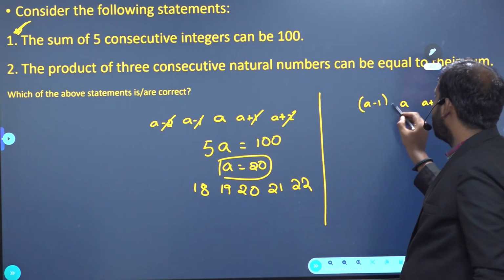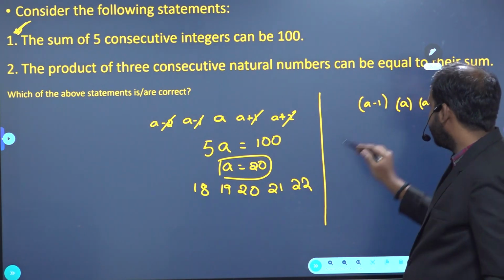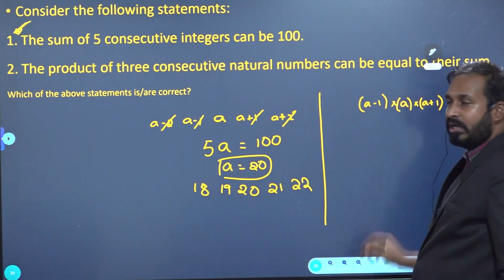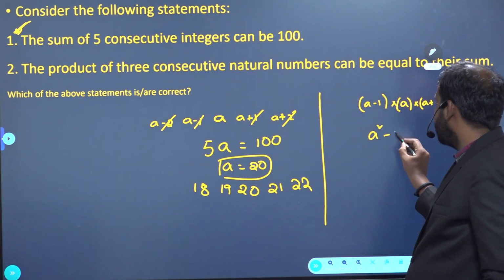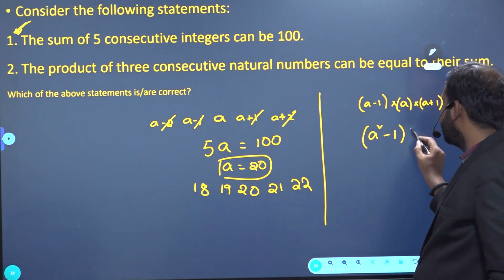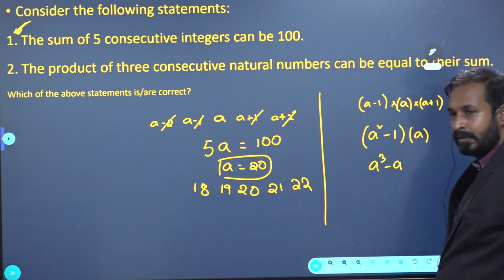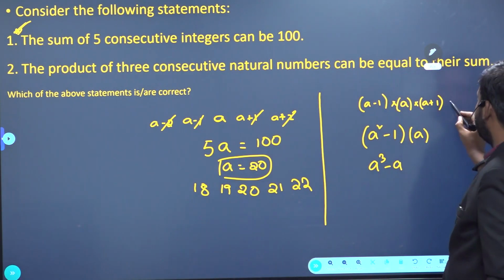So product means what? I need to multiply these three things, right? So when I multiply these three things, what will I get here? a plus b into a minus b, a square minus b square. That means you can write a square minus 1 square, it will become 1, into a. Then it becomes a cube minus a.